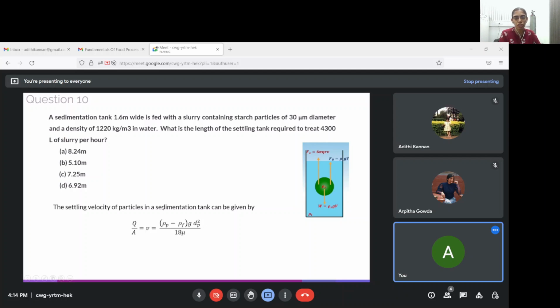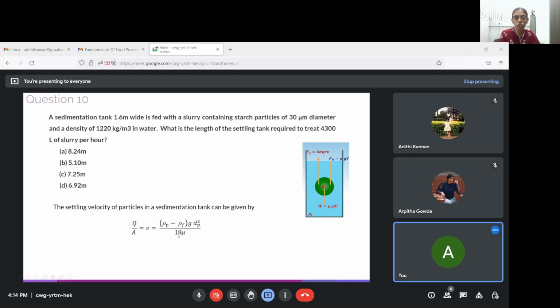The derivation for this settling velocity or the settling time that we even discussed in the cyclone separator is given in one of the lecture videos, as well as in, I think, a chapter in your week 2 sessions. So the settling velocity of a particle in a sedimentation tank can be given by applying Stokes law, and you can calculate it by V equals (rho P minus rho F) G dP square by 18 mu. So rho P is the density of the particle, rho F is the density of the fluid in which the particle is suspended, G is the acceleration due to gravity, dP is the diameter of the particle, and mu is the viscosity of the fluid.